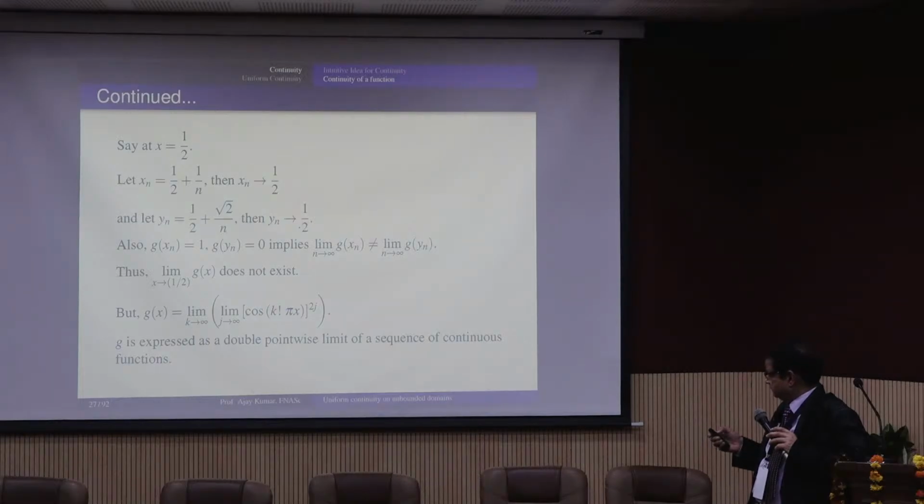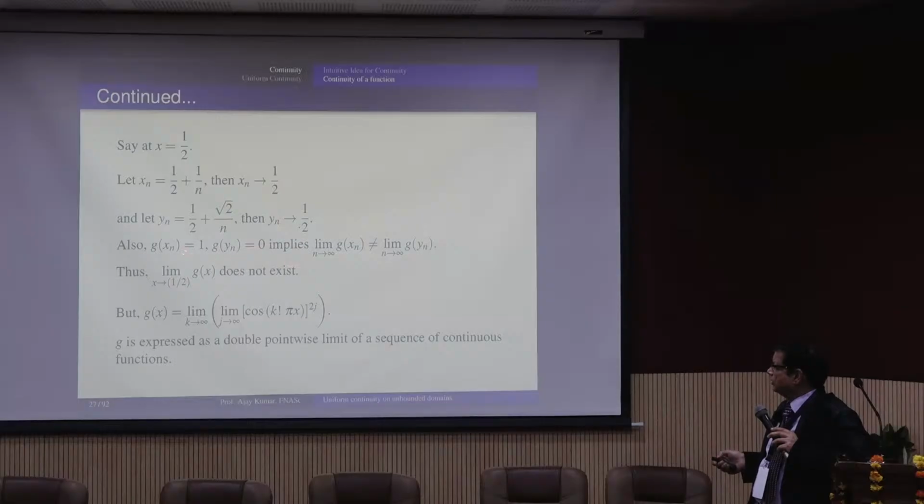How can we prove that this is not continuous at all? Let us take, say, the point 1/2 and approach 1/2 through rationals and through irrationals. If I approach through the rationals, say x_n = 1/2 + 1/n, x_n goes to 1/2, and y_n goes to 1/2 again.